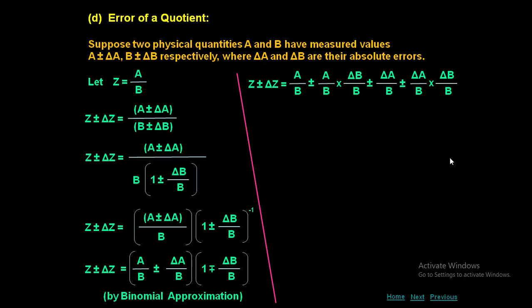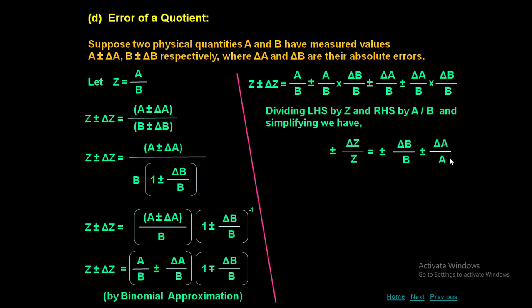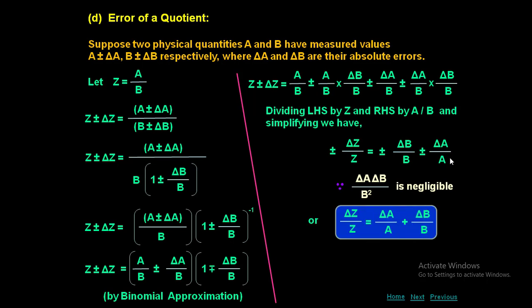Now if you multiply those values, this is how you get the expression. So Z ± delta Z is equal to A by B ± A by B into delta B by B ± delta A by B ± delta A by B into delta B by B. Now dividing LHS by Z and RHS by A by B, because Z is nothing but A by B, and simplifying, we have delta Z by Z is equal to ±delta B by B ±delta A by A. Simply we can write this as delta Z by Z equal to delta A by A plus delta B by B.